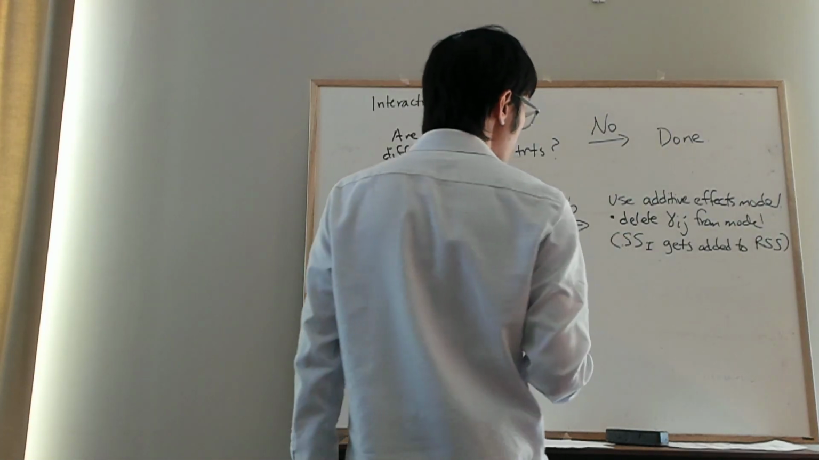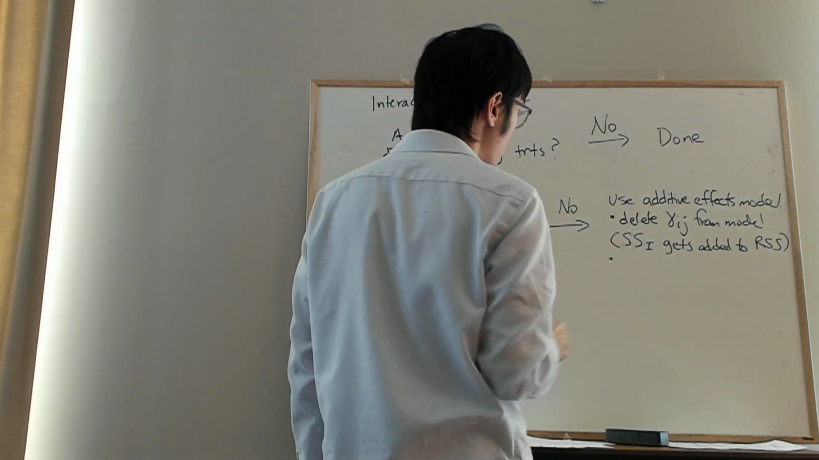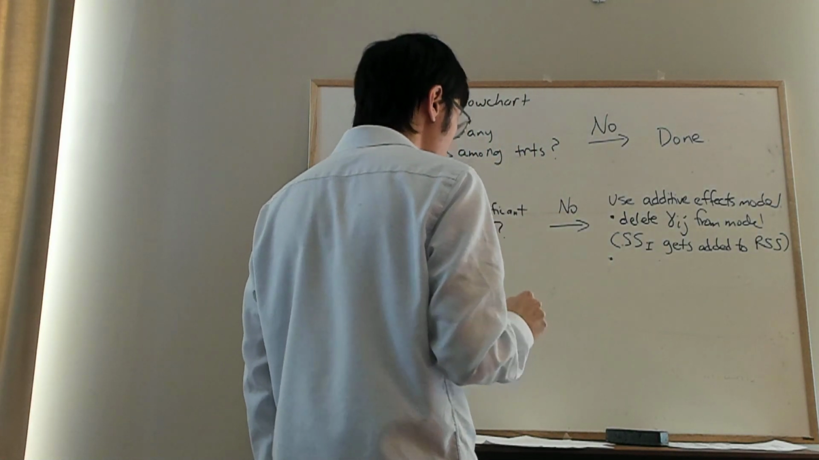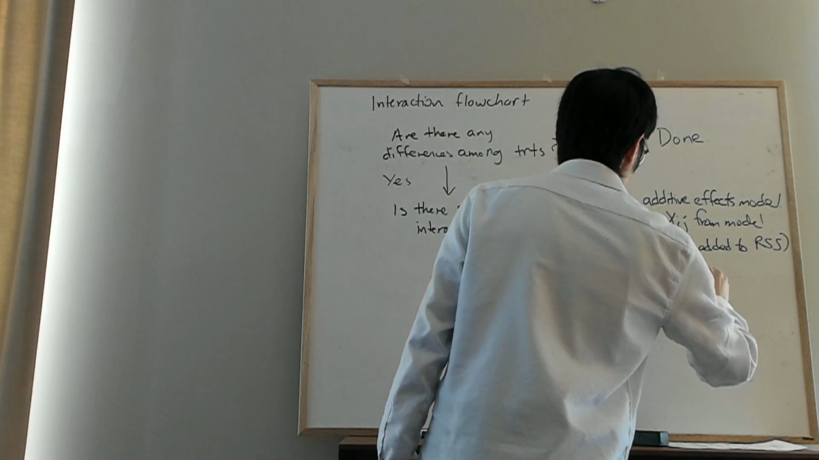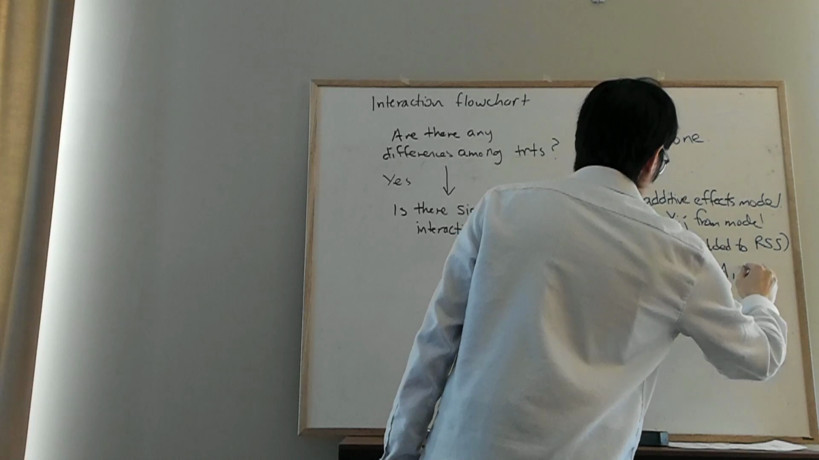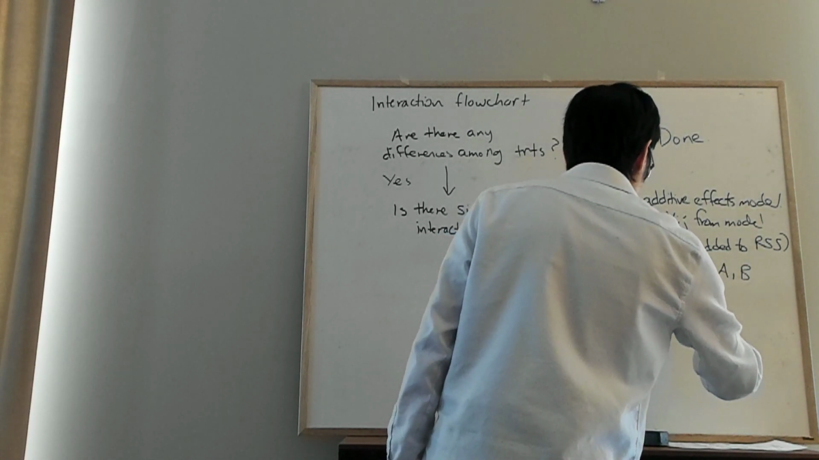Okay, so after you delete the interactions, then you can look at, as I was alluding to, the F statistics for A and B separately. So you can test if factors A and B are significant using their F statistics.